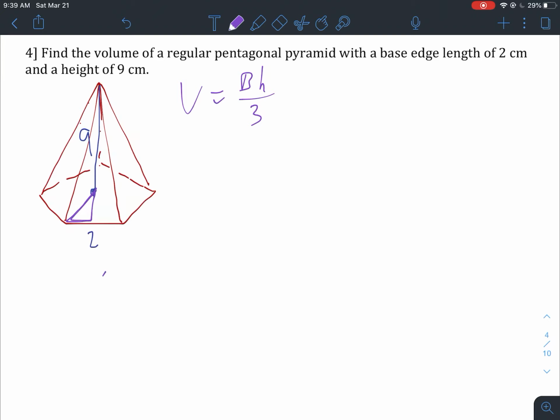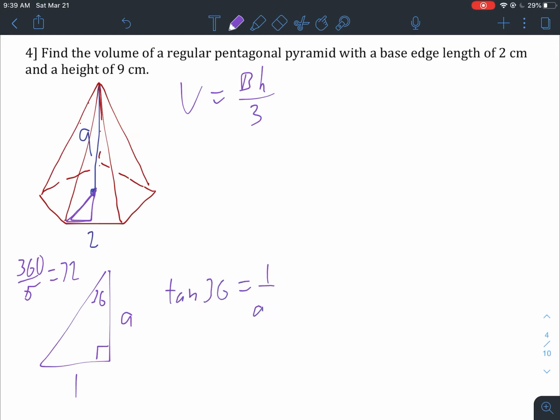So we'll draw our triangle in. I know this is 1. This is my apothem. 360 over 5 is 72. Cut that in half, this is 36. So tangent 36 equals 1 over A. A equals 1 over tangent 36.